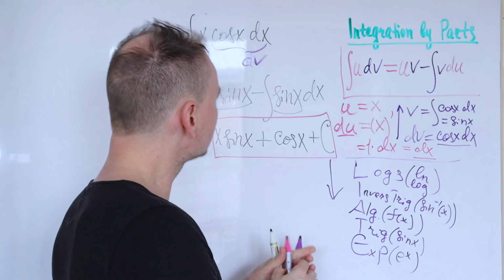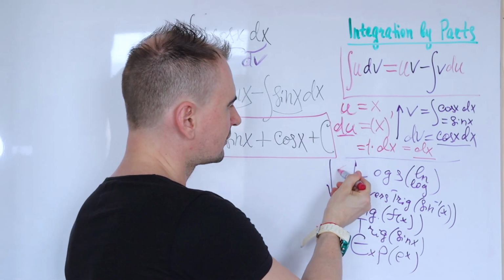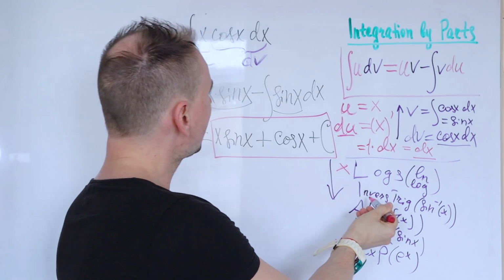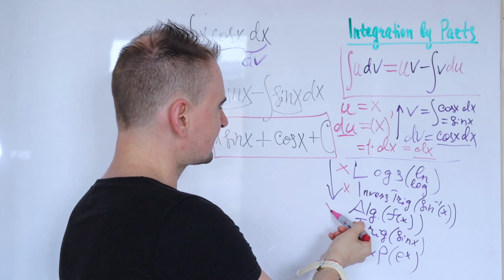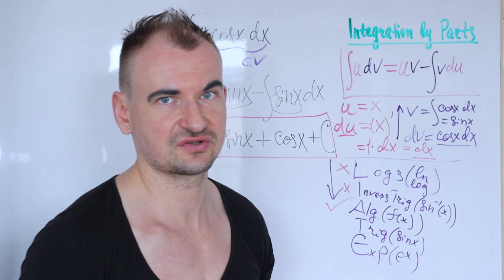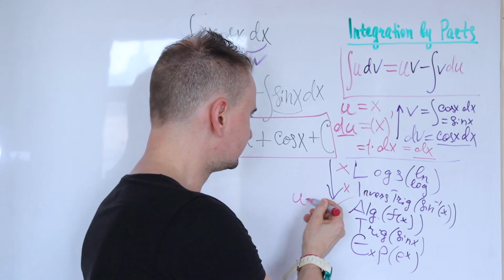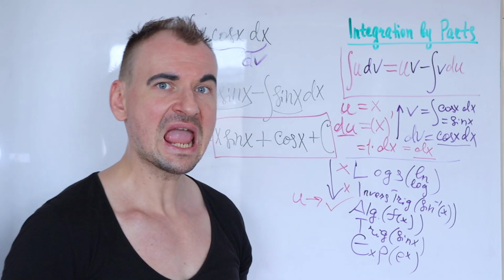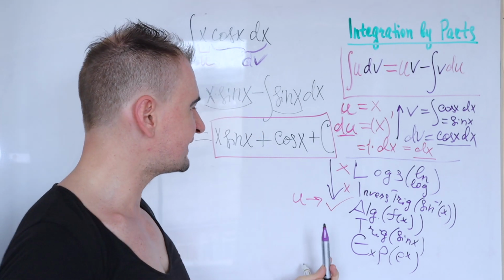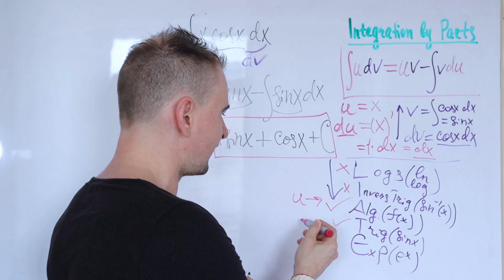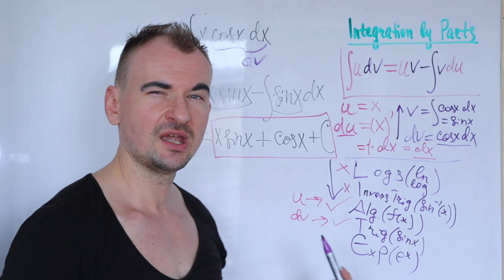And you could check, yeah? So x is not log, no. x is not inverse, no. x is algebraic, it's just x. So this is your u. The next function is cosine. So cosine is basically trig, it's a trig function. So this is your the rest, dv.